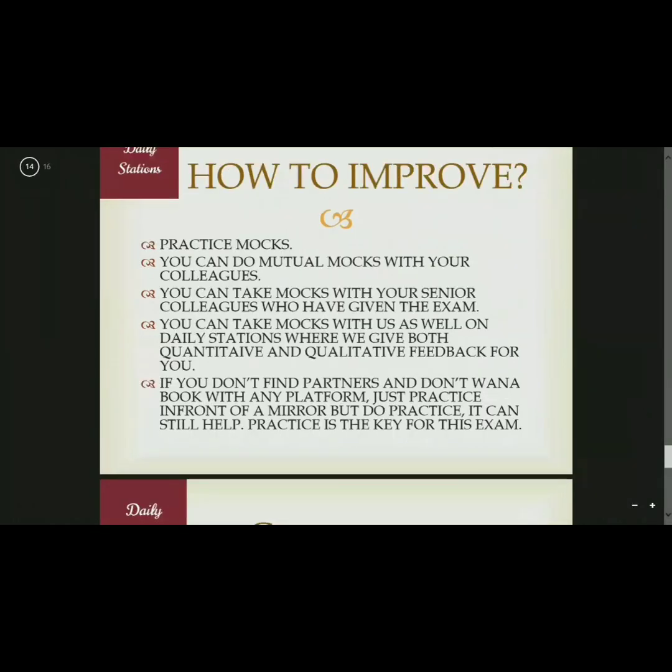Okay, so lastly, how you can improve. So guys, practice as much as you can. Practice with each other. Practice mocks. When I was preparing, I used to do mutual mocks. I used to gather people from my group, and I'm doing 6 stations, and they are giving me 6 stations. So you can do mutual mocks as well, and you can take mocks if you have some colleagues or friends who have recently given the exam. Ask them to do some mocks with you if they have time.